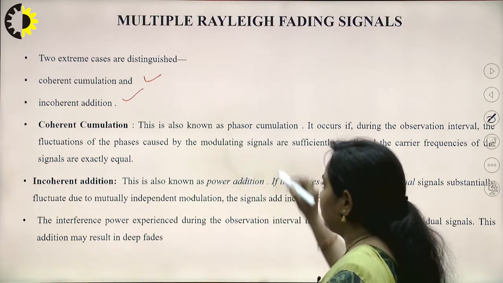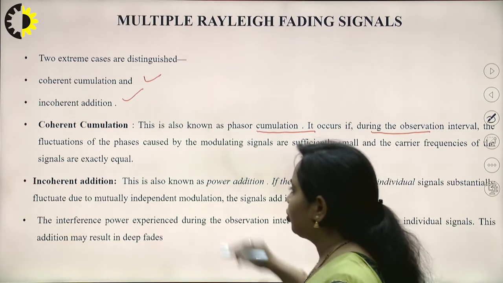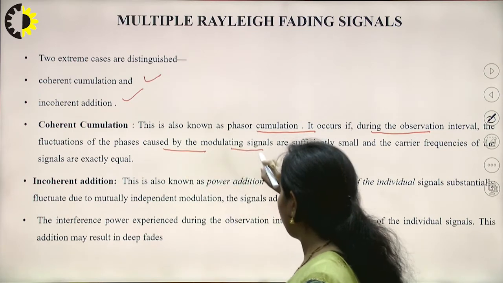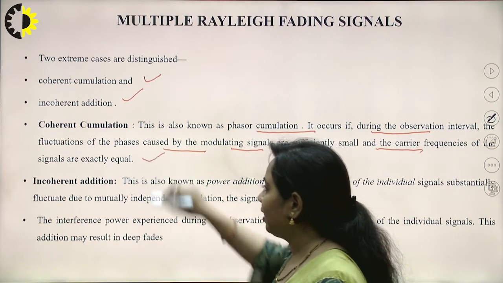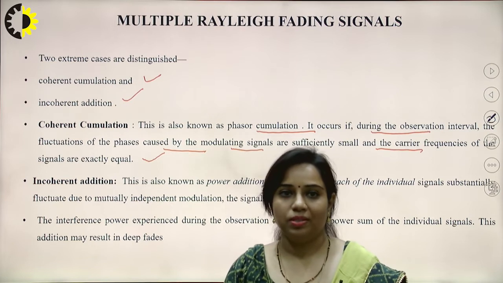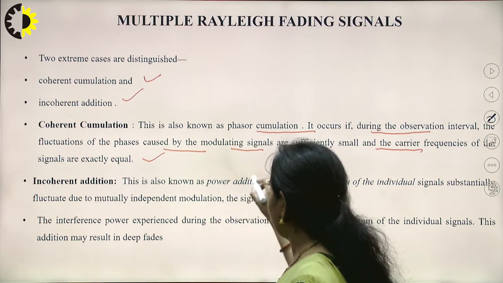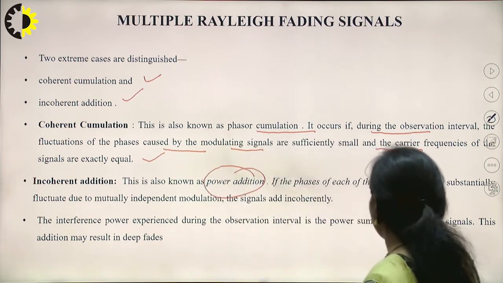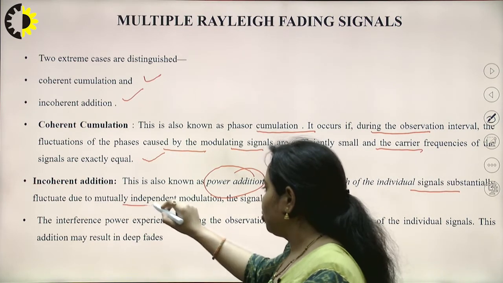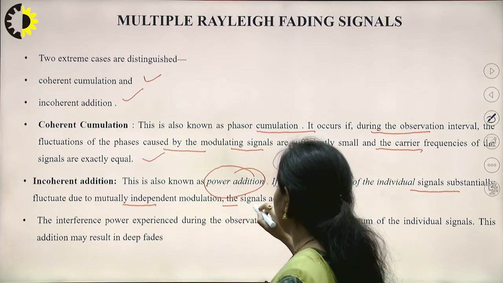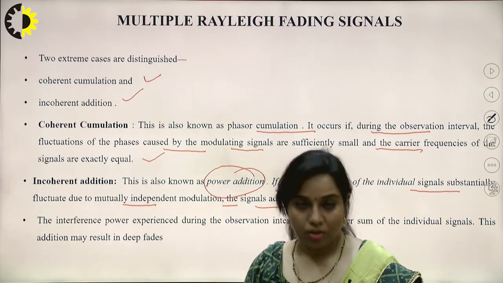Coherent accumulation is also known as phasor accumulation. It occurs if during the observation interval, the fluctuation of the phases caused by the modulating signals is sufficiently small and the carrier frequencies of the signals are exactly equal, which means it has the same phase and frequency as used at the transmitter side. In case of incoherent addition, this is also known as power addition, if the phases of each of the individual signals substantially fluctuate due to mutually independent modulation, the signals add incoherently. So this is what incoherent addition is all about.